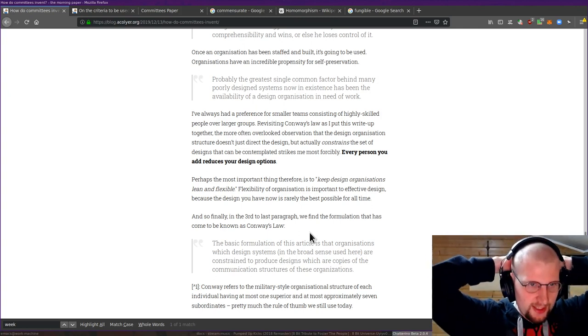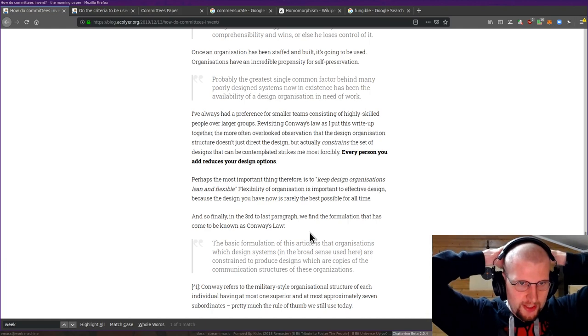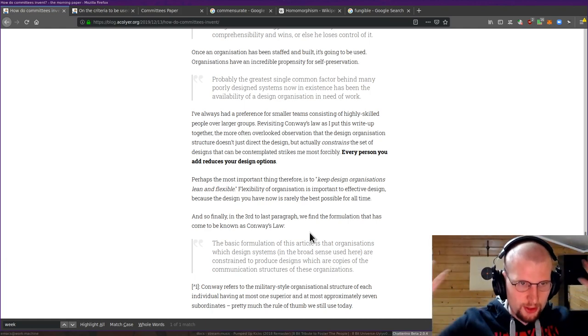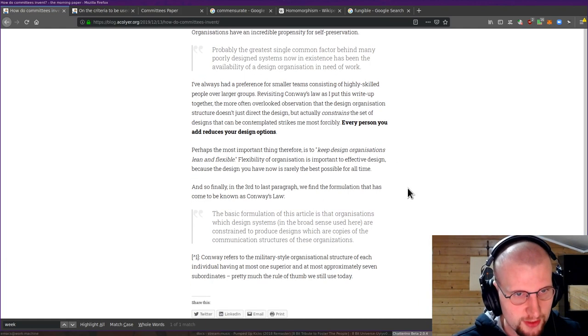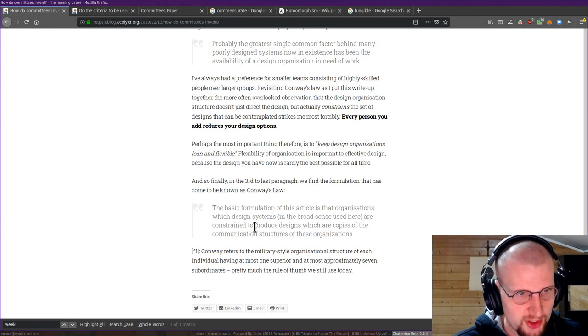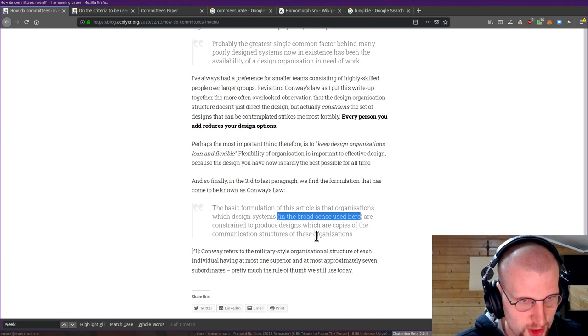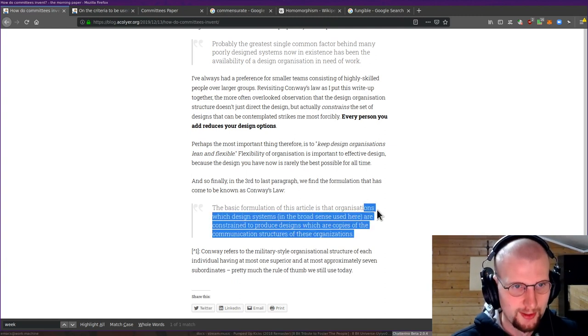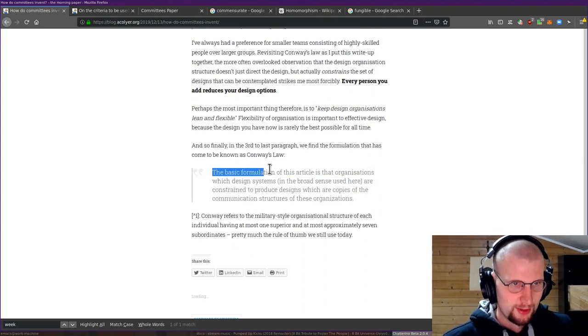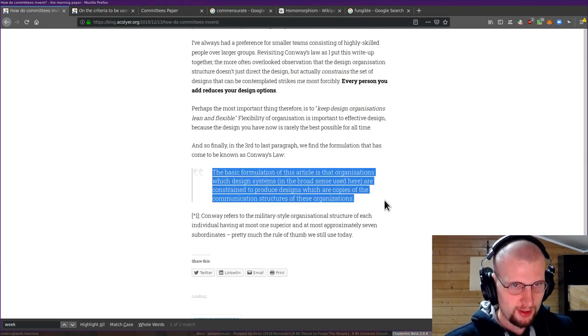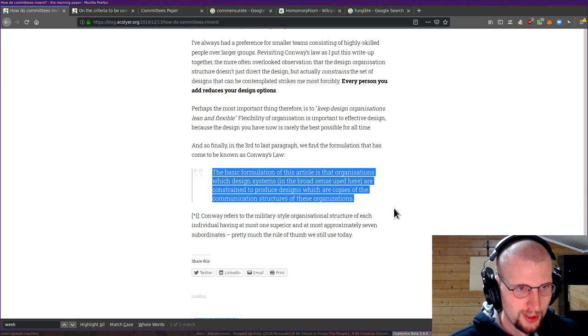And so finally, in the third to last paragraph, we find a formulation that has come to be known as Conway's Law. The basic formulation of this article is that organizations which design systems, in the broad sense used here, are constrained to produce designs which are copies of the communication structures of these organizations. Conway's Law. And yeah, I think this is pretty much true.